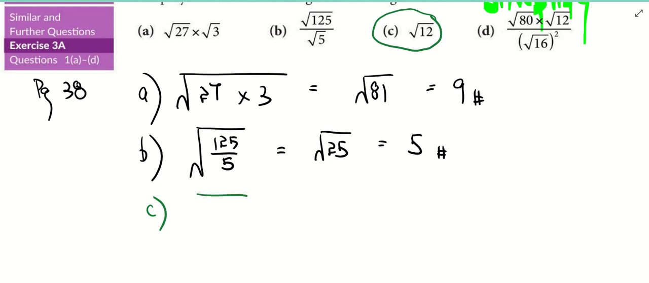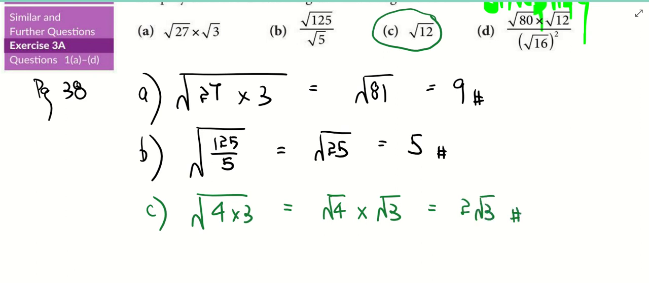So let me write the working out. 4 times 3. Alright, there is a factor 4 inside number 12 and it can be written as 4 times 3. So, teacher, this means that it's a square root 4 multiplied by a square root 3. Can we do a square root 4? We'll get a 2. So this is the simplest form.